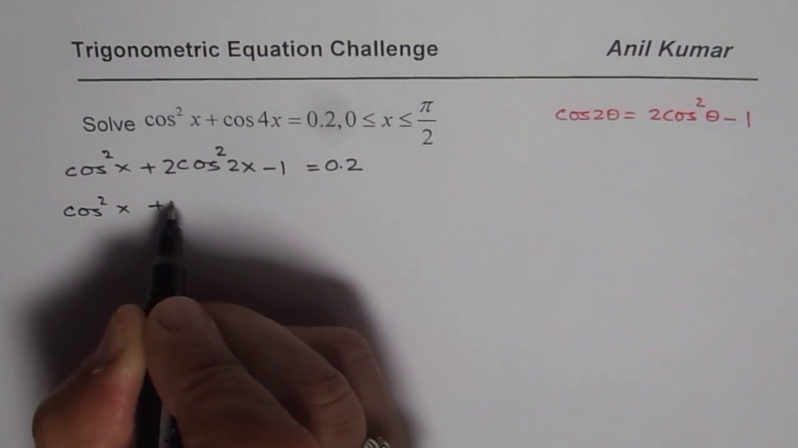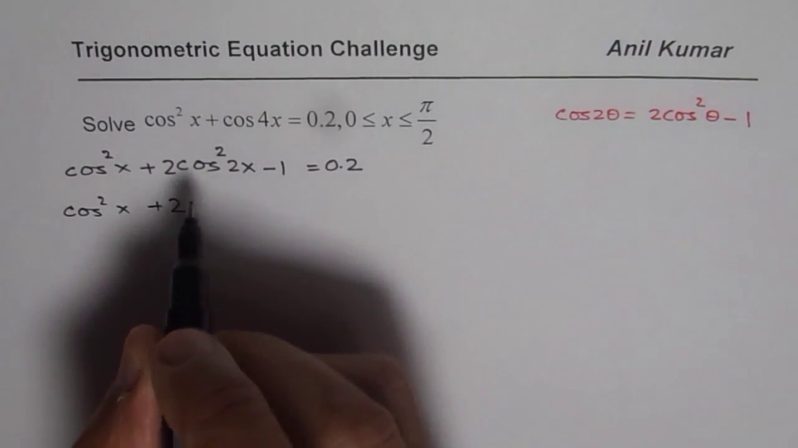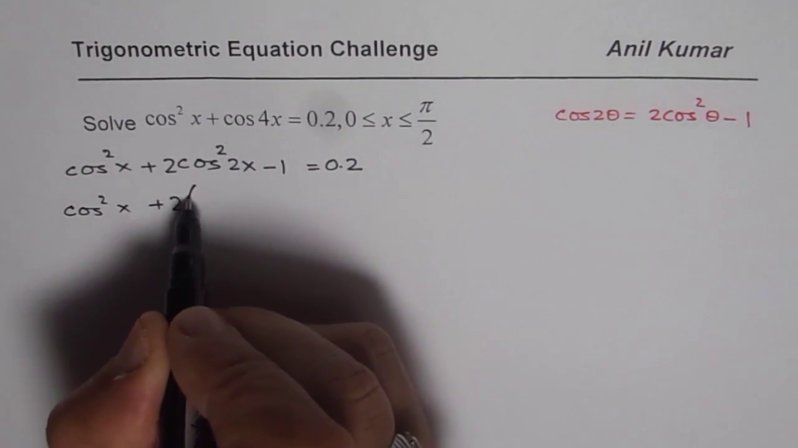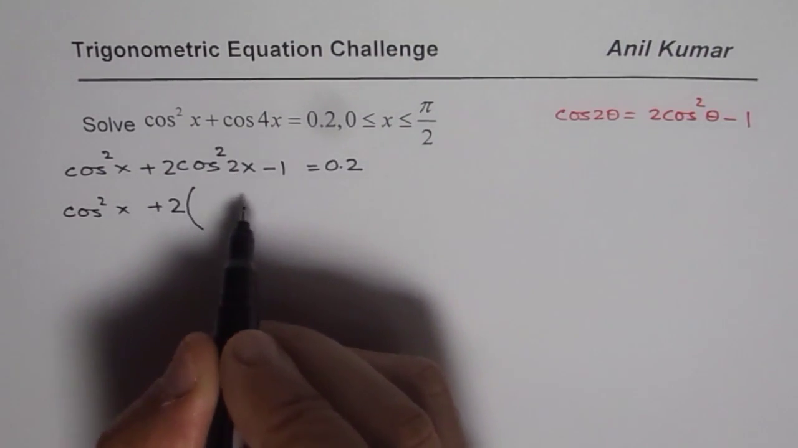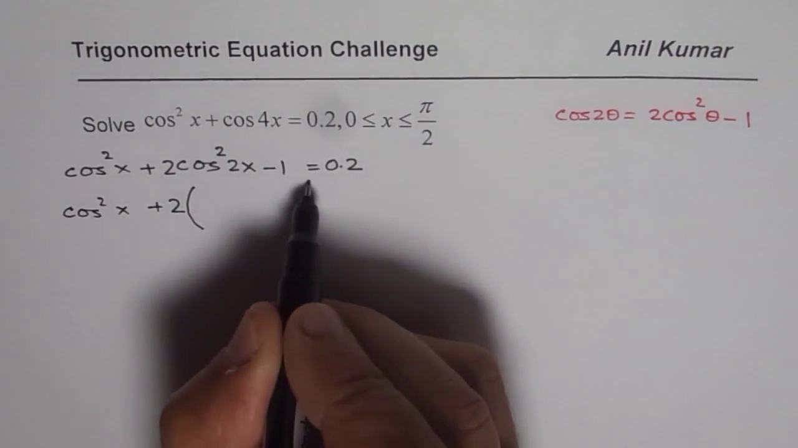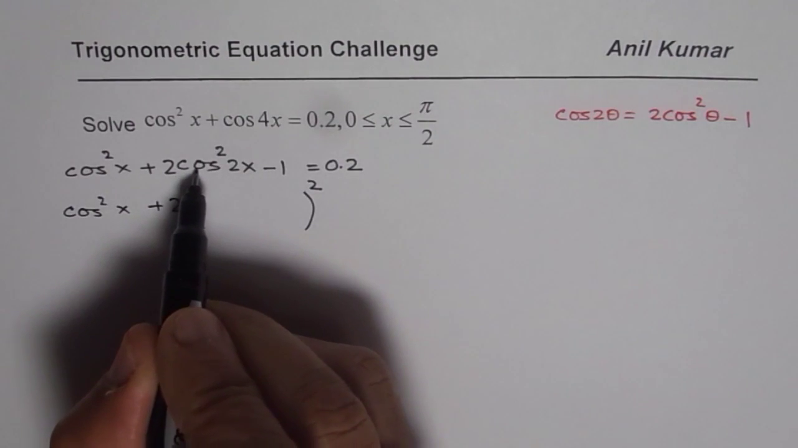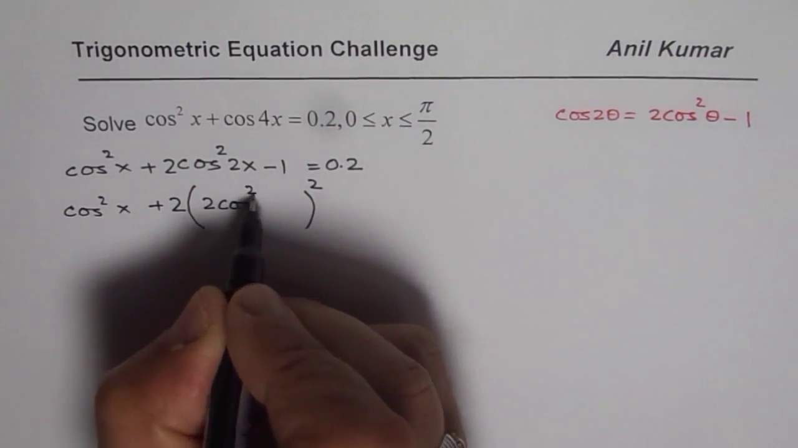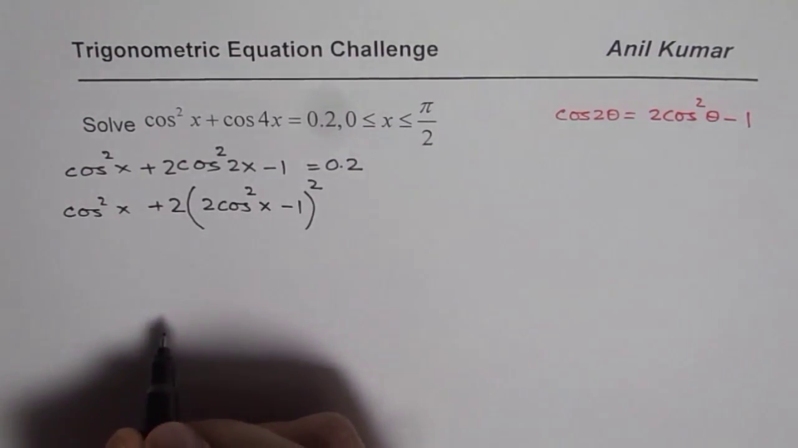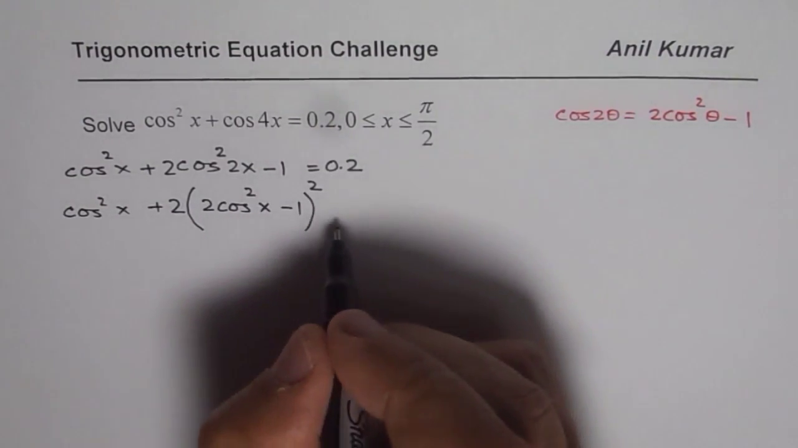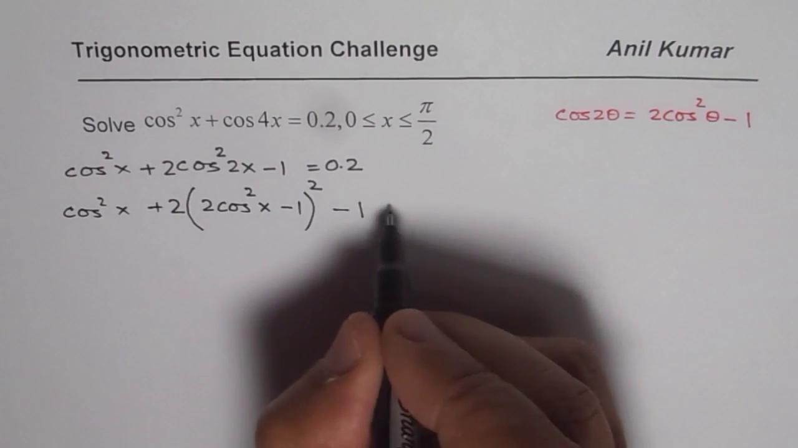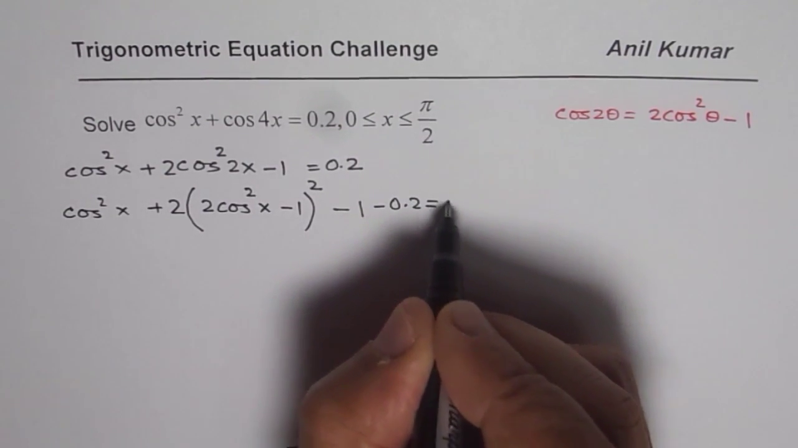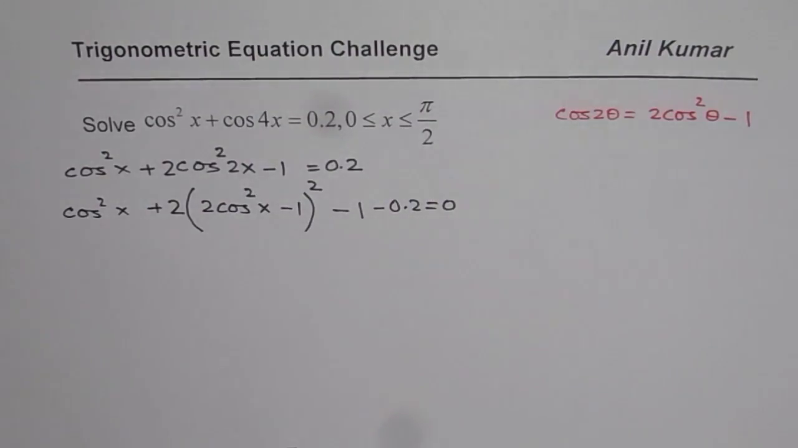So we have 2, I'm taking out 2 outside, and we have cos square, so we'll write this in square, and instead of cos 2x we will write 2 cos square x minus 1. You get the idea? Now minus 1 is outside, so minus 1. We'll bring this 0.2 also to the left side, so minus 0.2 equals 0. So that is how we can rearrange the equation.